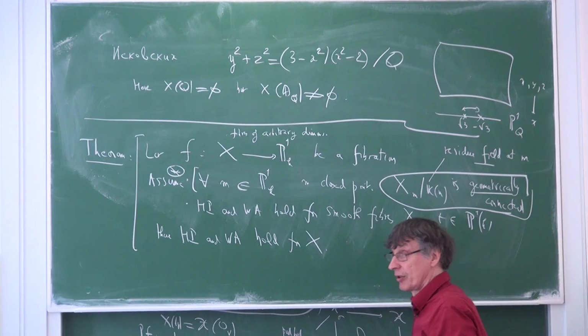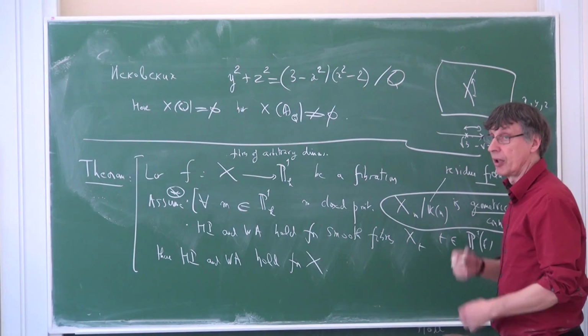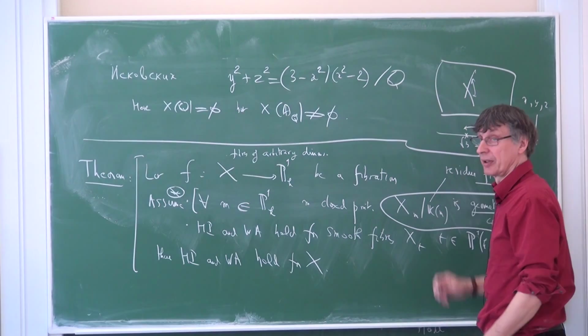Not like the situation over there. You see, in the situation over there, over these closed points you had a fiber which was not geometrically connected. So you don't allow this. You allow singularities, but you don't allow this kind of property.